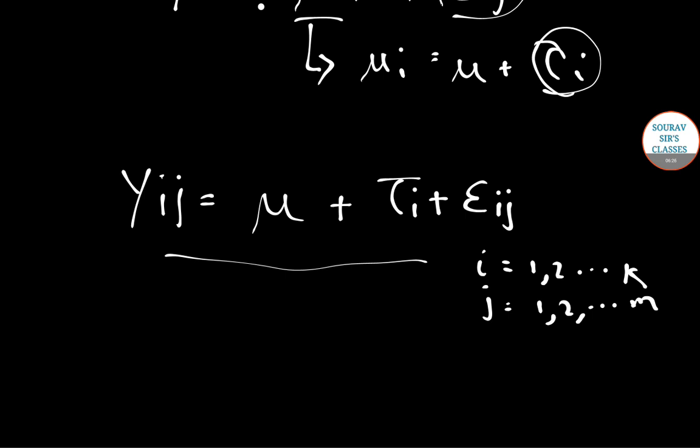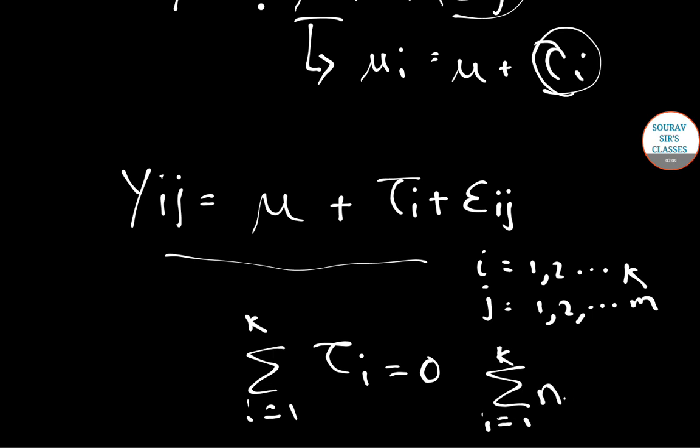These k levels of factors in the experiment can be chosen in two ways. First, they can be specifically chosen by the experimenter. In this case, we call it the fixed effects model. Alternatively, the k levels can be a random sample drawn from a large population of factors. Then we call it the random effects model. In the fixed effects one-way ANOVA model, we have summation of τi, i equals 1 to k, equals 0, or summation i equals 1 to k of ni τi equals 0.